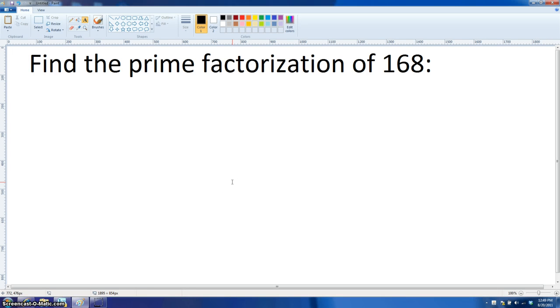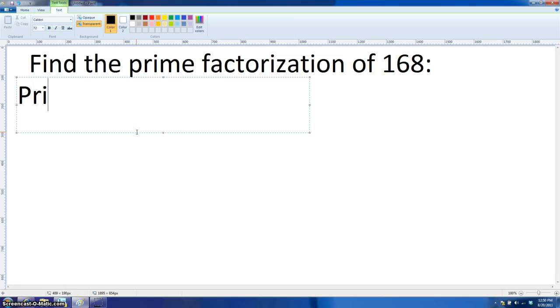Alright guys, the problem here tells us to find the prime factorization of 168. The first thing I have to figure out is, what does prime mean? Prime, if you remember from our lesson on Wednesday, is a number that can be divided by only 1 and itself. So, therefore, let me write that down over here, and go ahead and copy this down while I am writing it as well.